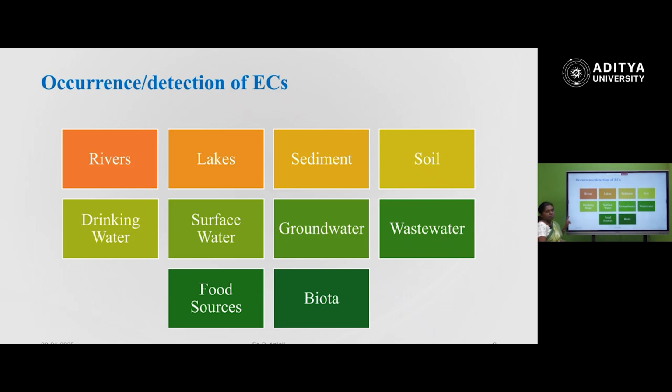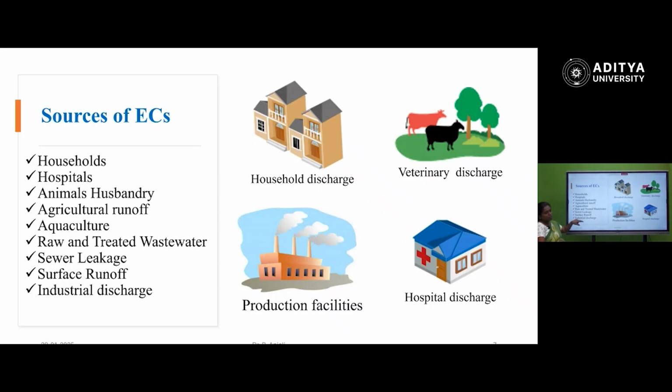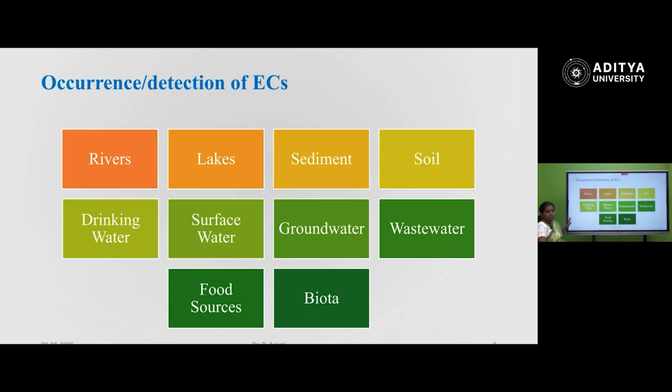Next is occurrence or detection. Where can we detect them? I mentioned the sources, and different places will be there. It is detected almost everywhere, in all the water bodies I can say: rivers, lakes, surface water, groundwater, sediment, soil, biota, drinking water, and wastewater, and it is accumulated in food sources also. In these places they found trace levels, detected in the range of nano to microgram per liter.